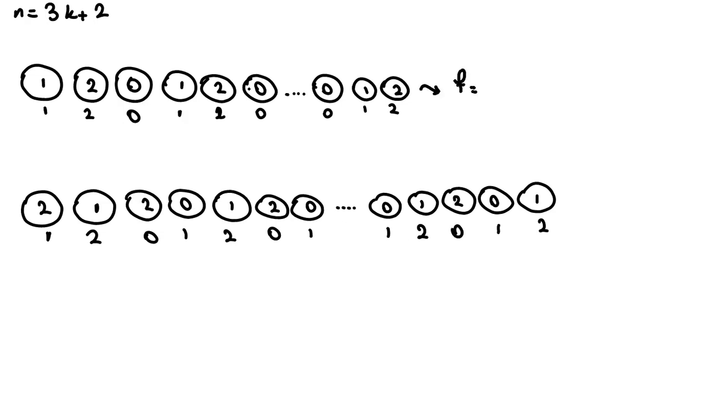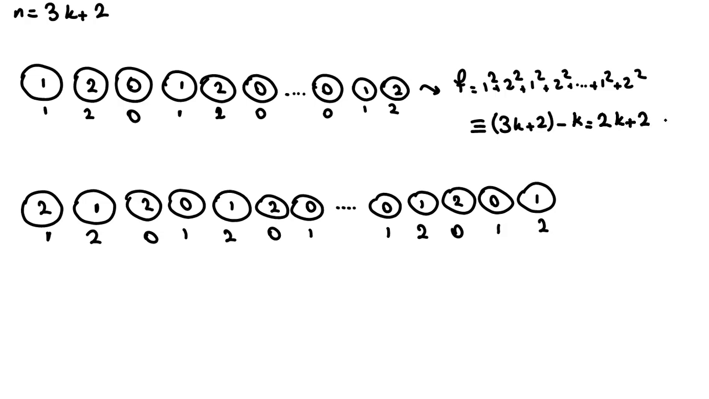Now f here is what? 1 times 1, 2 times 2, all of them. 1 squared plus 2 squared plus 1 squared again plus 2 squared, up to the last one. So if you consider mod 3, all of them will be 1. And we have how many 3k plus 2 terms? How many 0 are there? Minus k. It will be 2k plus 2 mod 3, yes, 2k plus 2.